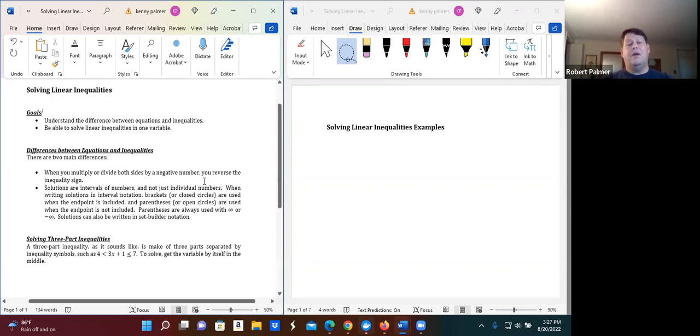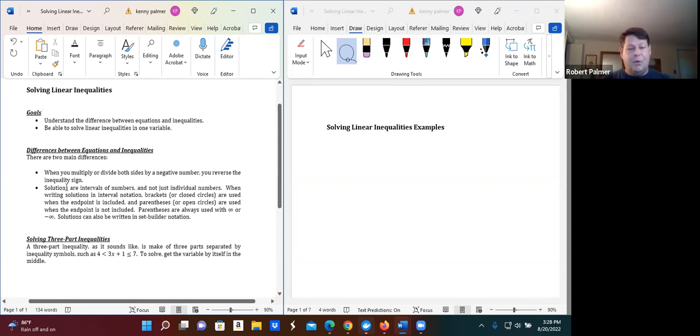So for a linear equation in one variable, our solution is just one number. But when you have a linear inequality in one variable, your solution is an interval, or kind of a range of numbers. And we'll talk about how to write those.